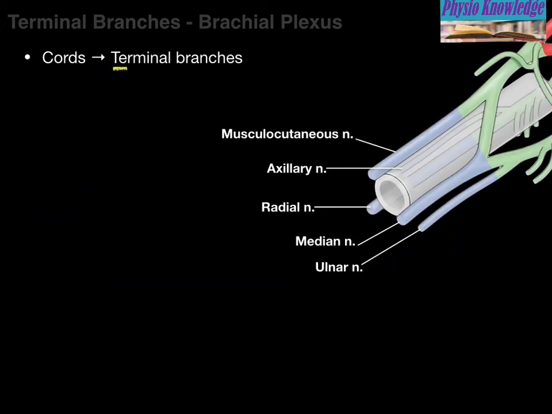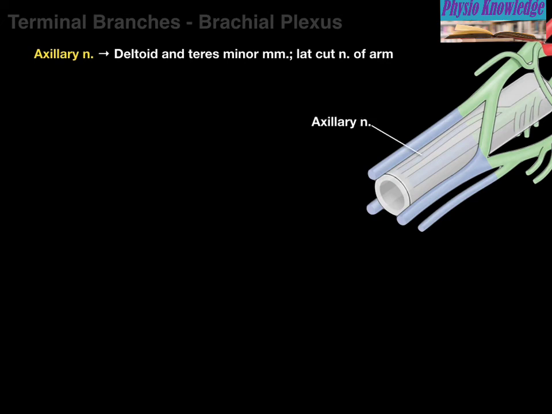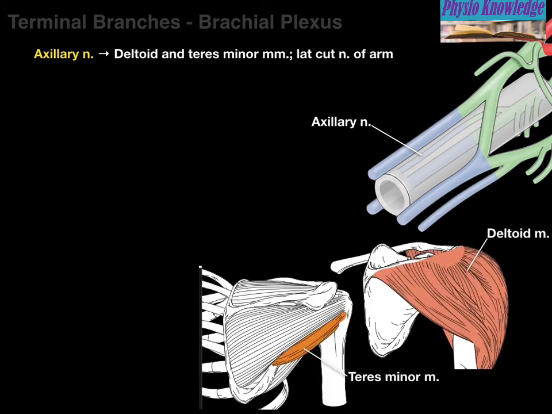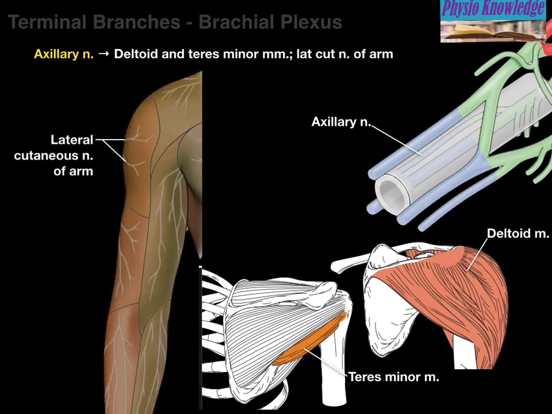Okay, so now we're going to talk about each one of these terminal branches, starting with the axillary nerve that innervates our deltoid and teres minor muscles and the lateral cutaneous nerve of the arm. There's our axillary nerve, and it innervates our deltoid muscle and teres minor muscle. That teres minor is part of the rotator cuff. And then it also provides cutaneous innervation there to the lateral region of the shoulder, so it's called the lateral cutaneous nerve of the arm, specifically the superior branch, also called the lateral brachial cutaneous nerve.